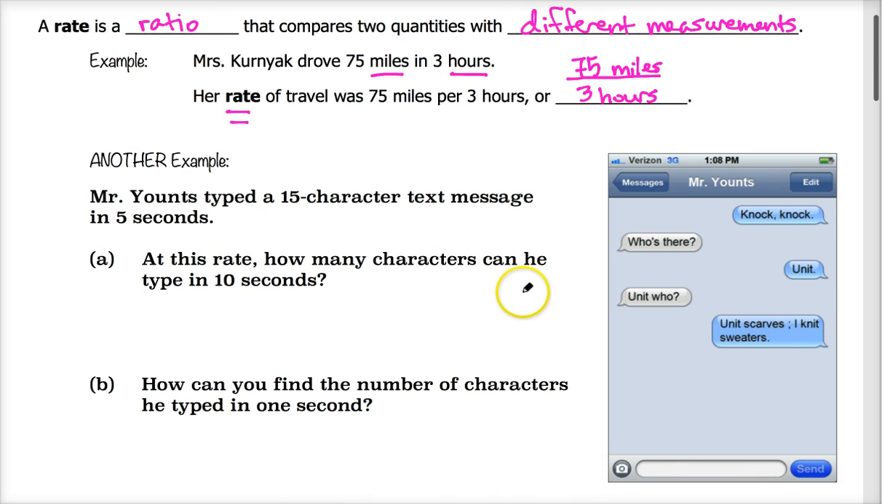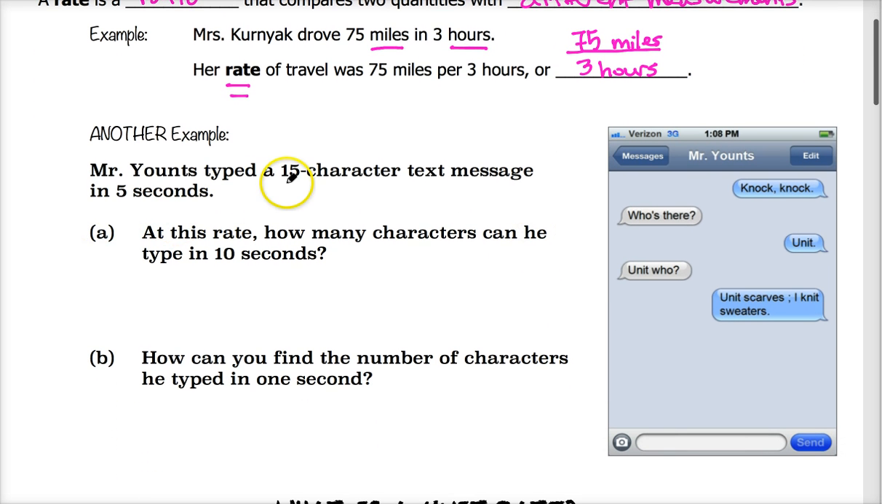Another example of a rate, if Mr. Yance typed a 15-character text message in 5 seconds, then his rate would be 15 characters every 5 seconds. So 15 characters per 5 seconds. This is a rate because we're measuring one number, 15, in the number of characters, and then the other number, 5, in the number of seconds. This question asks, part A, at this rate, how many characters can he type in 10 seconds?